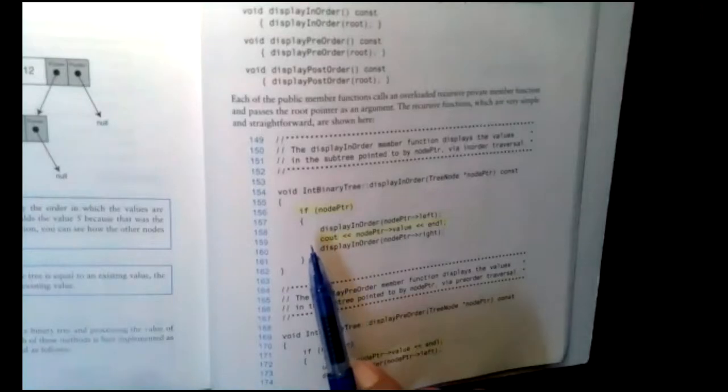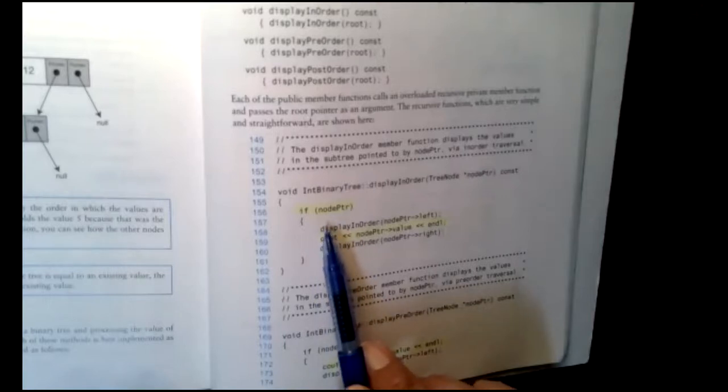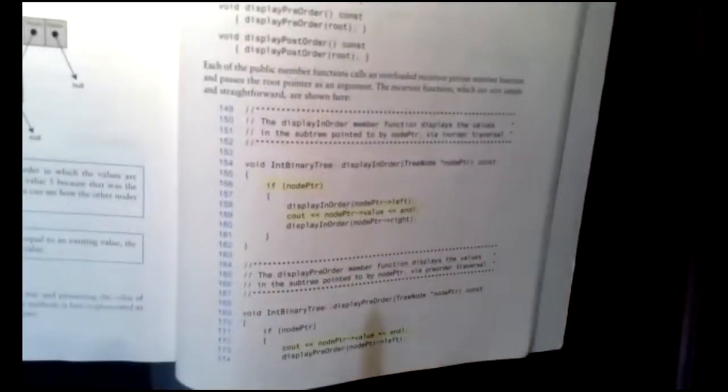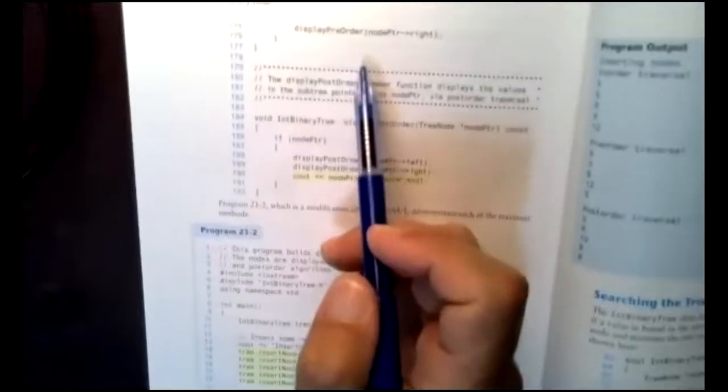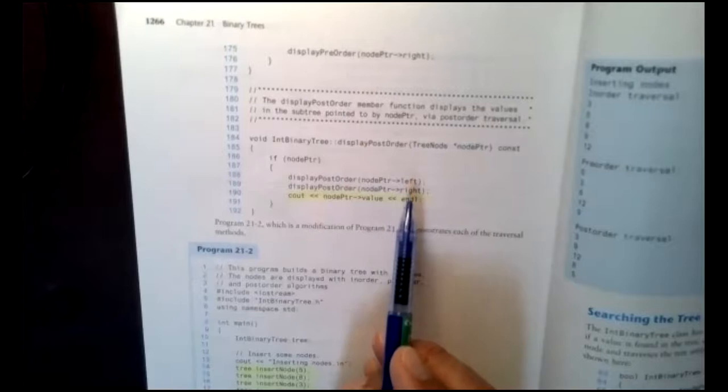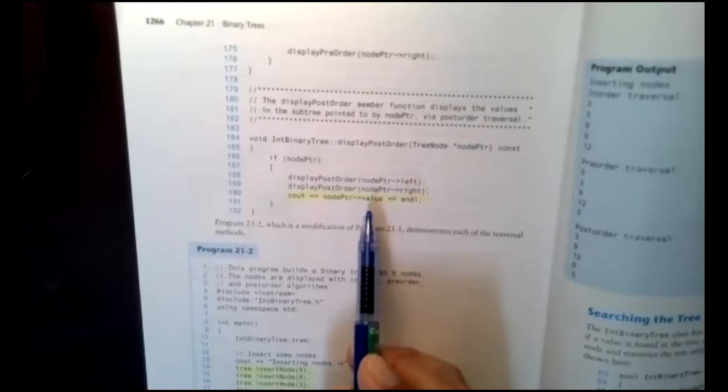It's going to swap lines 158 and 159. Because remember, this is left, node, right. Pre-order is node, left, right. So if we start to come in here, it's node, left, right. What is post-order? Left, right, node.